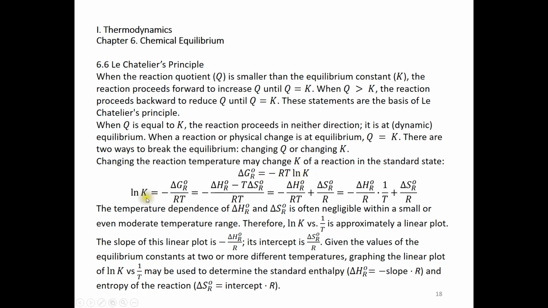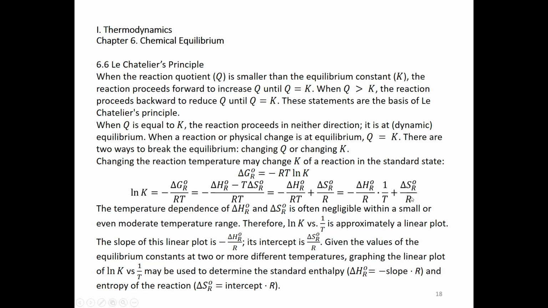And now look at this equation. We just need to divide both sides by negative RT. We get this. And G is H minus TS, so we have ΔH minus TΔS. Note we have a specific temperature right here. That's why we can take T out. Now we can rewrite this to be negative ΔH over RT plus ΔS over R. And again, we have this standard state superscript. And now we have this equation, ln K is equal to negative standard enthalpy of reaction over R times 1 over T plus the standard entropy of reaction over R.